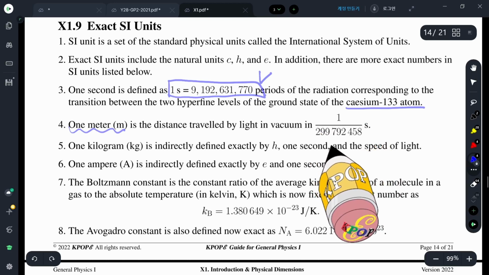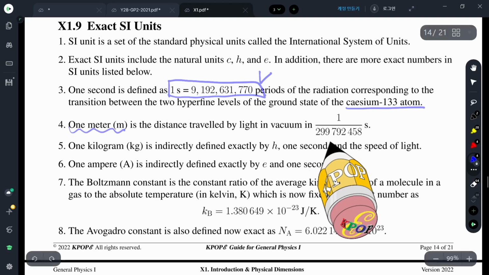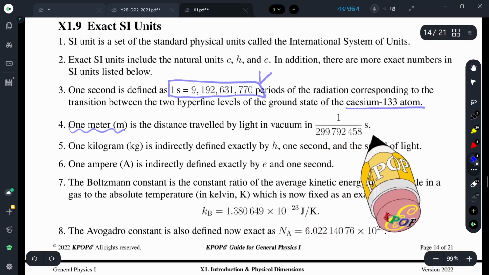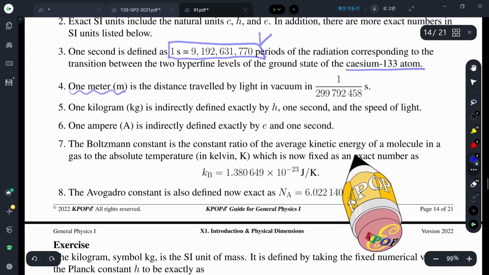the 458, this amount of a second, a very tiny second.